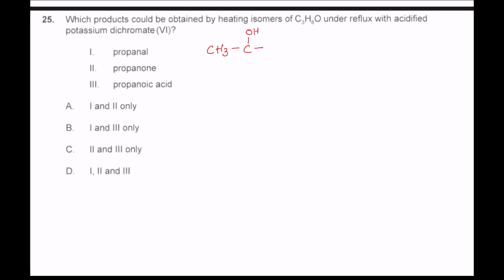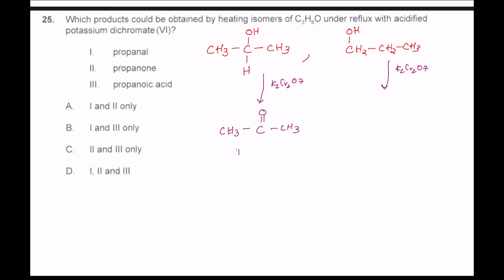So you can have this thing. This can be one isomer. Another isomer is this one. These two isomers are only possible. Now, if you heat them with acidified dichromate, K2Cr2O7, the compounds will start to get oxidized. So this one will have only one product, that is a ketone. This ketone is called propanone.